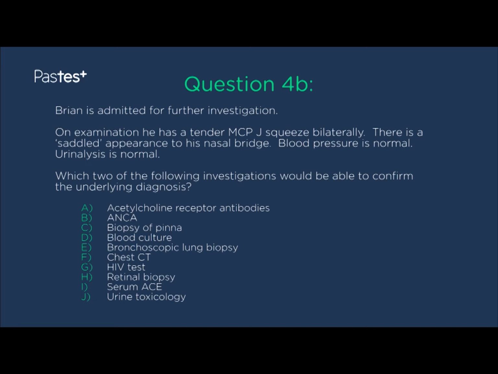And you can choose from A. Acetylcholine receptor antibodies, B. ANCA, C. Biopsy of pinna, D. Blood culture, E. Bronchoscopic lung biopsy, F. Chest CT, G. HIV test, H. Retinal biopsy, I. Serum ACE, J. Urine toxicology.